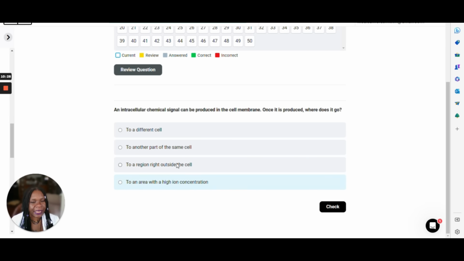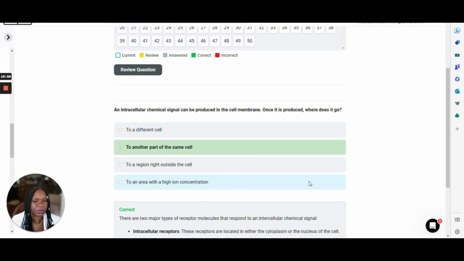Well, this takes us back to our prefixes right here. If you've had any of the medical terminology classes, you may have heard about intra, inter, versus all that stuff. So right here, intra is going to mean within, and thinking along the lines of same, right? So we're going to go with another part of the same cell. That's our keyword right there, same. So let's check our answer and see what it says.